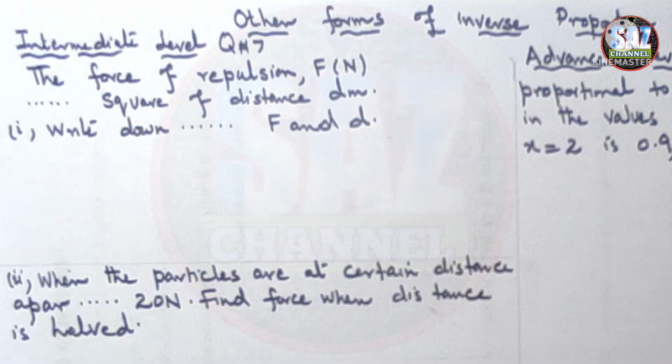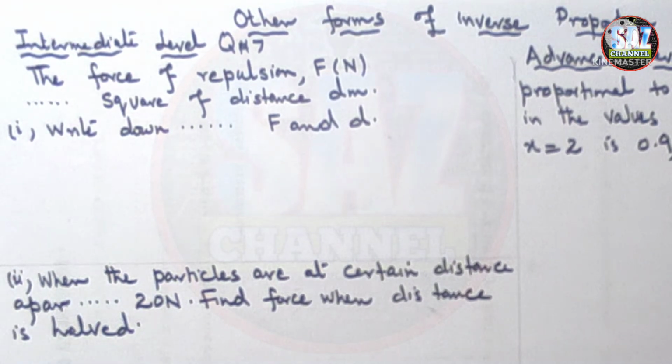Question 7 says the force of repulsion F newtons between two particles is inversely proportional to the square of the distance d meters. First of all, write down the formula connecting F and d. The second part: when the particles are a certain distance apart, the force of repulsion is 20 newtons. Find the force when the distance is halved.